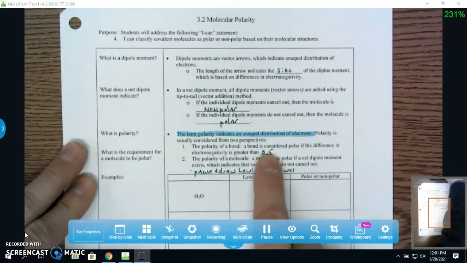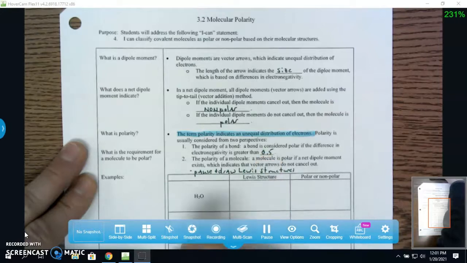If it's got a really small difference, less than 0.5, then it's a nonpolar bond, meaning that there's an equal distribution of electrons. But if the difference is 0.5 or greater, then there's an unequal distribution of electrons. The electrons move closer to the atom with the higher electronegativity value, and that would be a polar bond. So we already know about point number one.